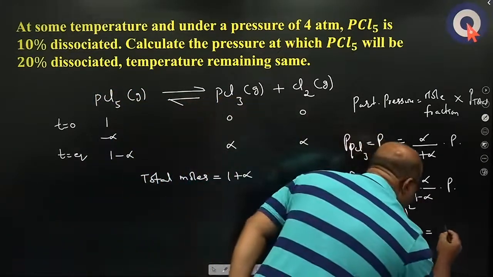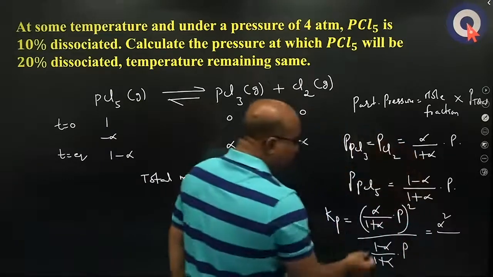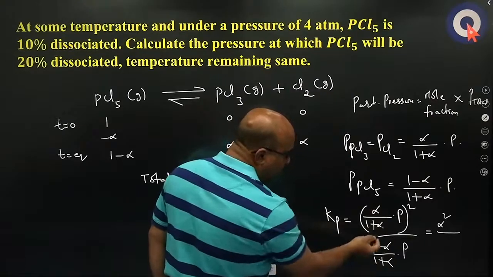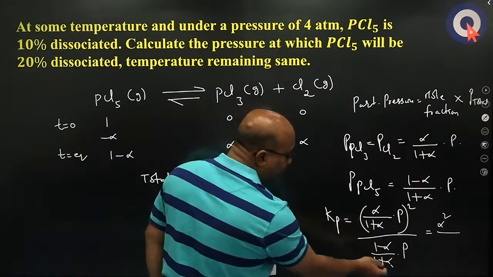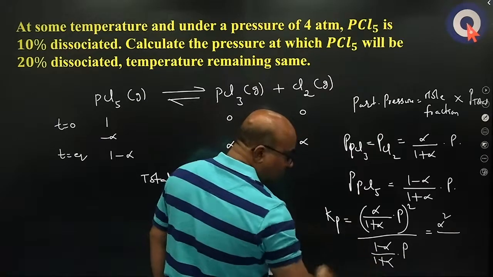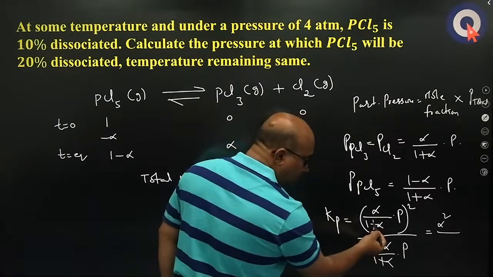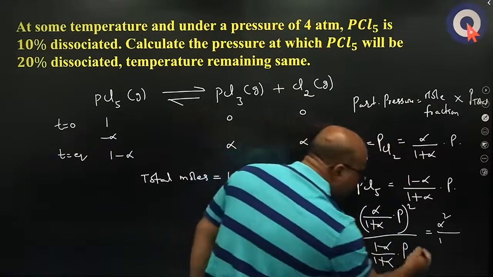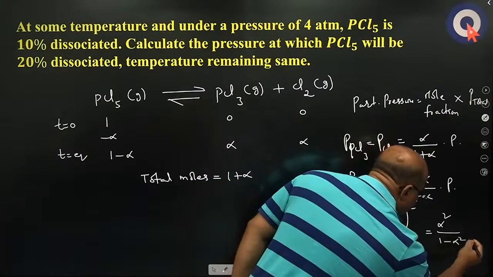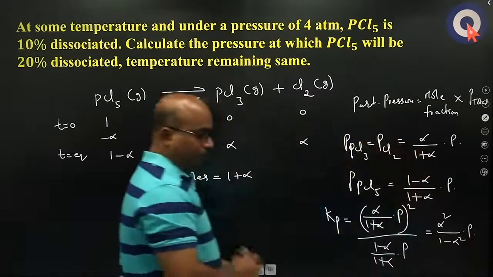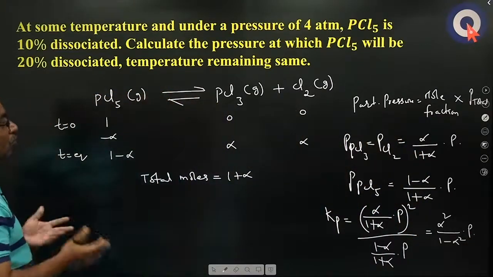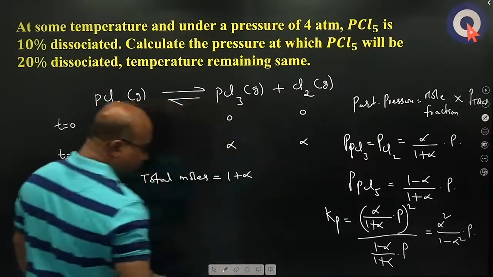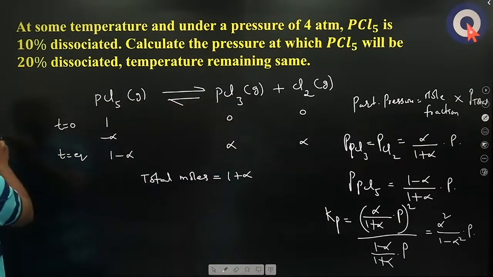It's alpha square. One of the P gets cancelled, one P is left, and in the denominator the 1 plus alpha also gets cancelled, and 1 plus alpha completely goes to the denominator, but 1 plus alpha remains in the numerator, so that it is 1 plus alpha into 1 minus alpha. So overall it is alpha square by 1 minus alpha square into P. Clear? So what we use now, the Kp remains the same, so we can take it like this.